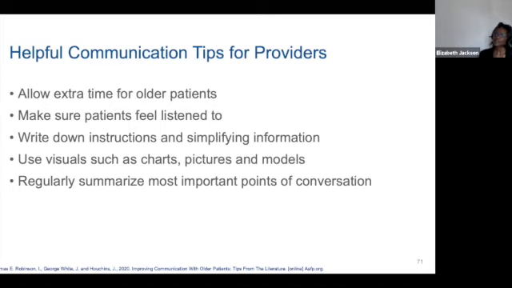So what are some of the helpful communication tips for providers? Allow extra time for older patients. Make sure the patient feels listened to. Write down instructions and simplify information. Use visuals such as charts, pictures, or models. Summarize most important points of conversation with the patient.